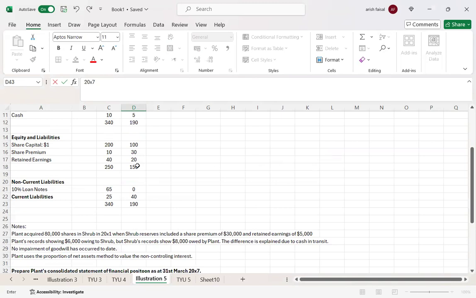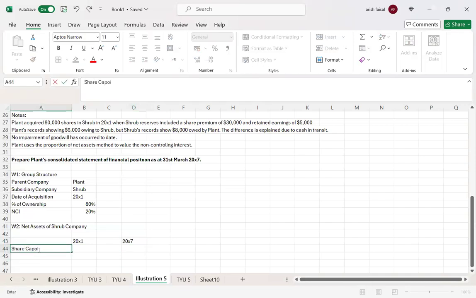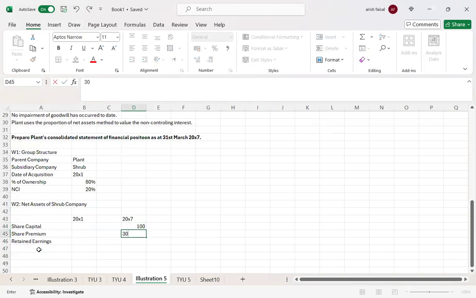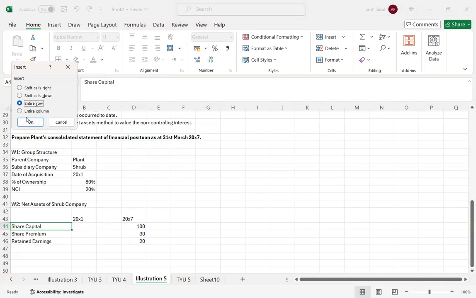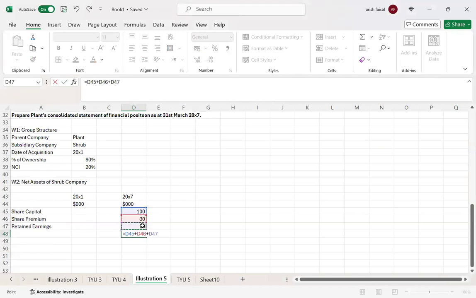So for the reporting date, I just have to simply copy paste these figures, which are 100, 30, and 20. Here we have your share capital, then we have your share premium, and then we have your retained earnings. I'll just copy it down: 100, 30, and 20. And we can just add one more row over here so that we can put our thousands. So this gives me 150 total, which is 100 plus 30 plus 20.